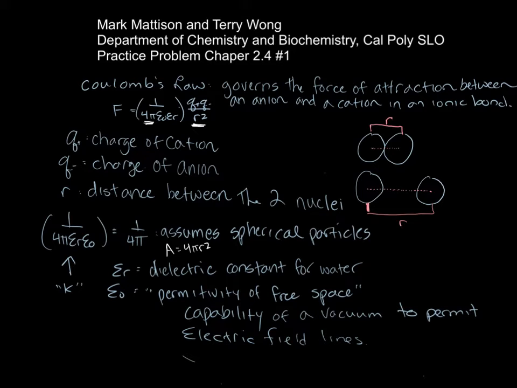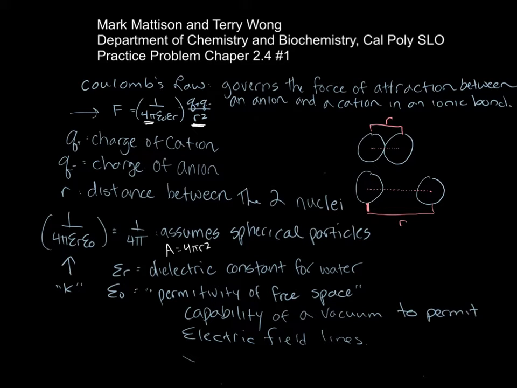This problem deals with Coulomb's law, which governs the force of attraction between an anion and a cation in an ionic bond, and it is represented by the equation seen right here, where F is the force of attraction between the two. Q plus and Q minus are the charge of the cation and the charge of the anion, respectively. R is the distance between the two nuclei, which can vary depending on how they are oriented.